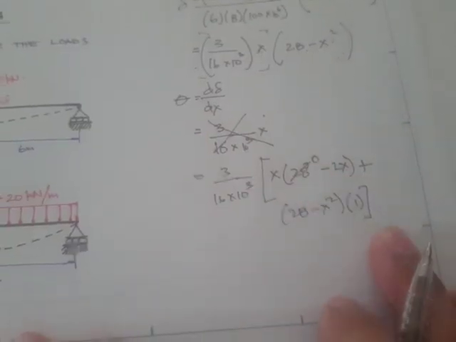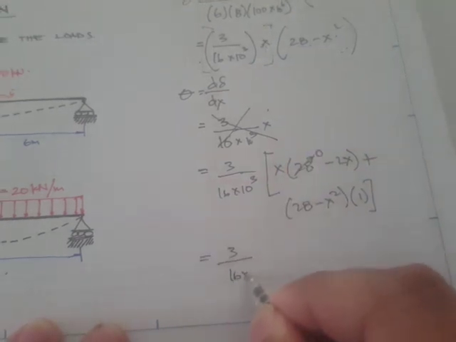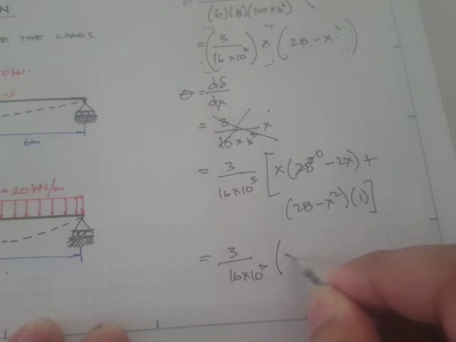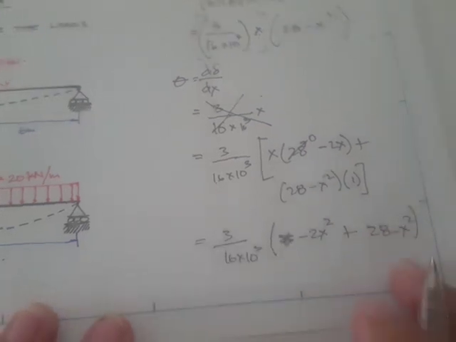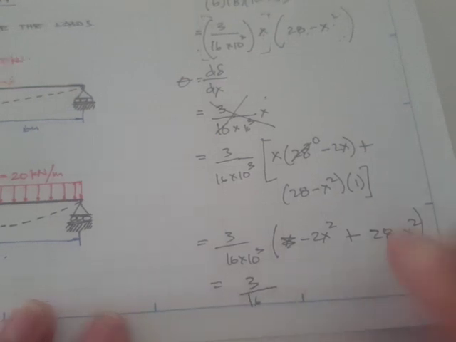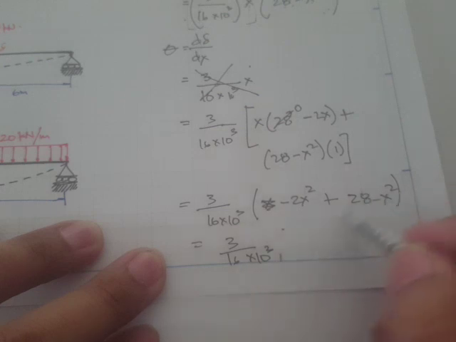Okay, so let me simplify. Times 10 to the 3, and this is x minus 2x, so that's going to be minus 2x squared. Plus 28 minus x squared, so this will be 3 all over 16 times 10 to the 3. What else? Minus 2 minus 1, so this will be minus 3x squared plus 28.